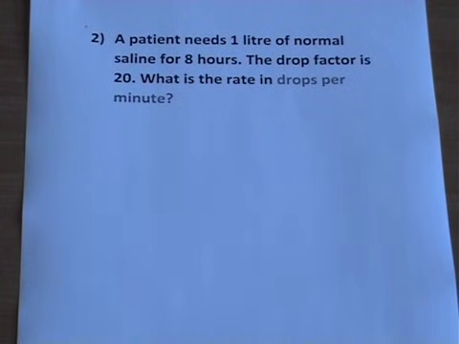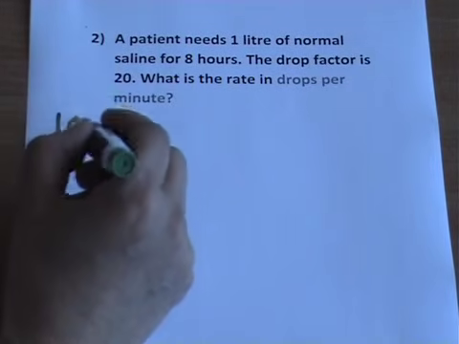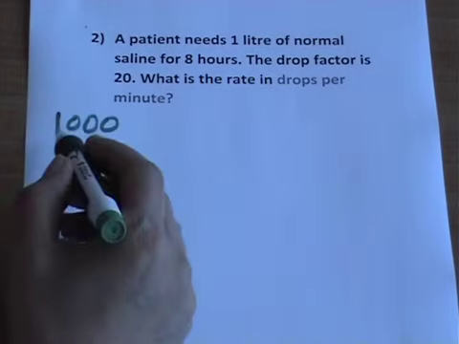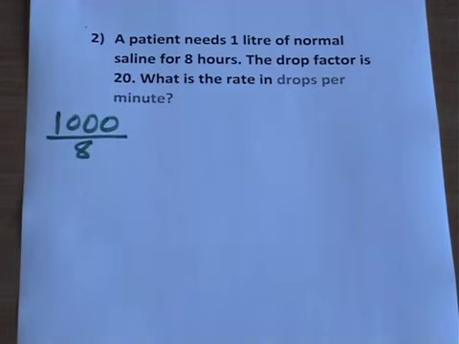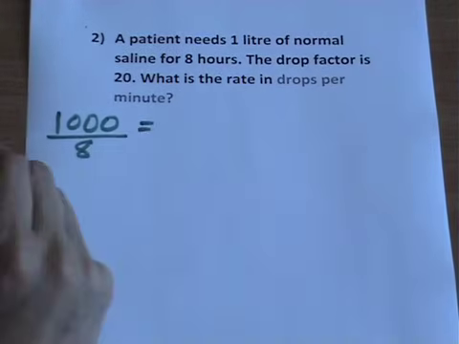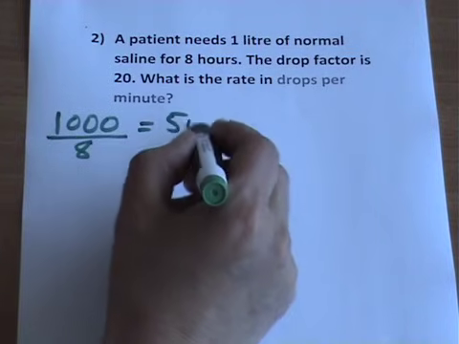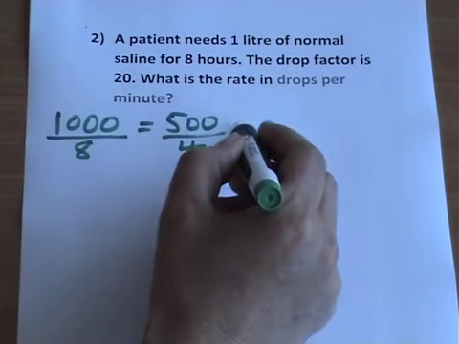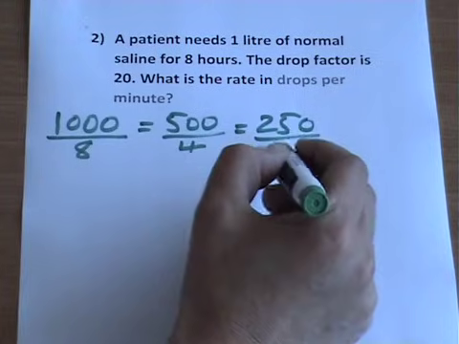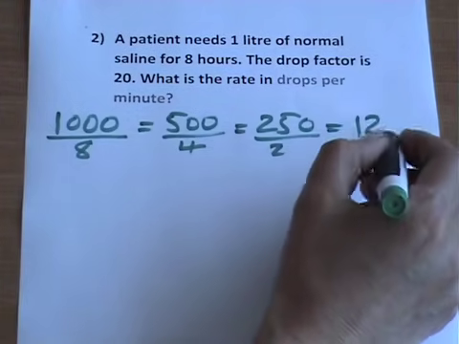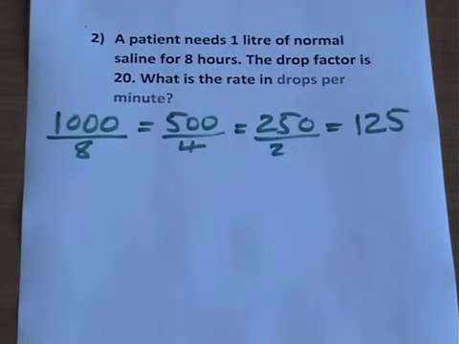A patient needs 1 litre of normal saline for 8 hours. The drop factor is 20. What is the rate in drops per minute? So first of all, we need to work out the mils per hour. So we need to turn the litre into 1,000 mils. And this is going to be given over 8 hours. Now we can use that very nice and simple halving method to work out this. The same as 500 over 4, which is the same as 250 over 2, which is 125 mils per hour.